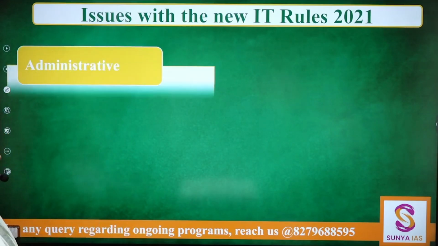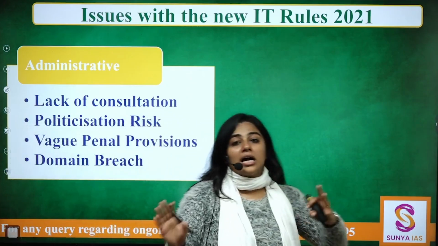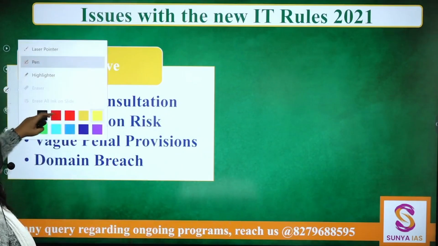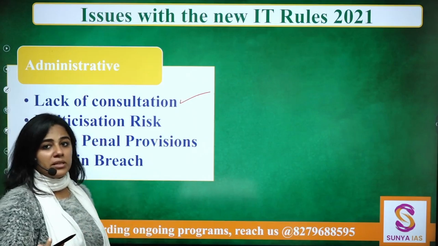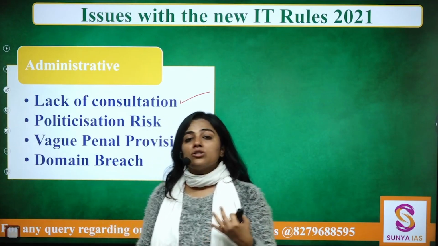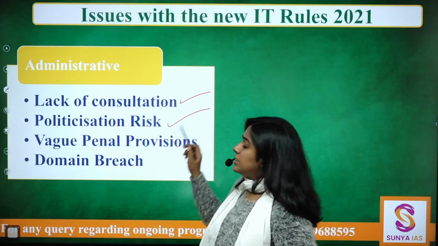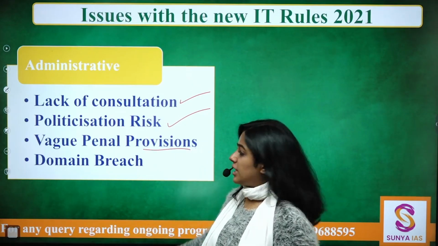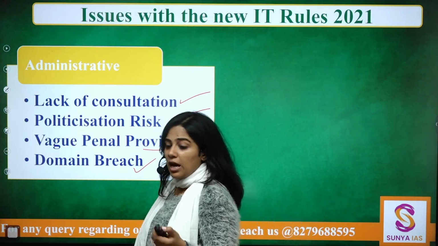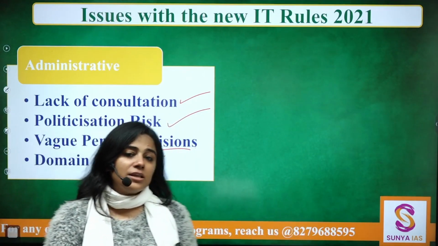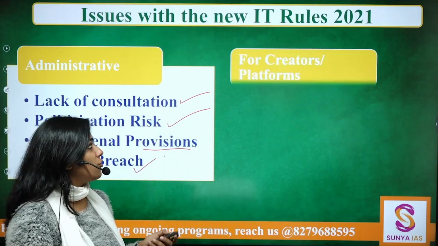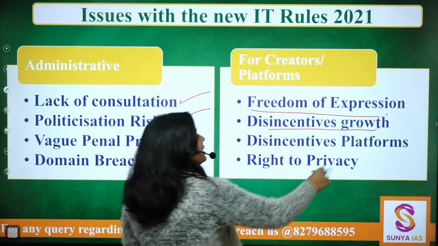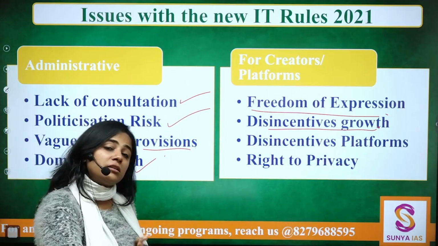They had some issues. Such details are not required for your answer, but you just have to see how these rules have evolved. So if you see the evolution, there was lack of consultation, like various acts have been criticized on this. Like initially the National Education Policy was also criticized. Then there is politicization risk: what is to be censored, what is not to be censored is an issue. Vague penal provisions are there, and it's a domain breach. As a government, we are entering into the creative field, which is not the characteristic of a democracy. And overall, freedom of expression is being restricted. Incentivization of growth is not happening. In fact, the reverse is happening.